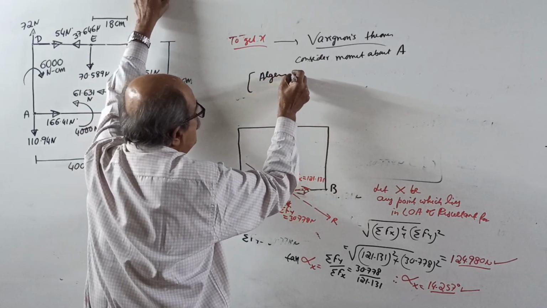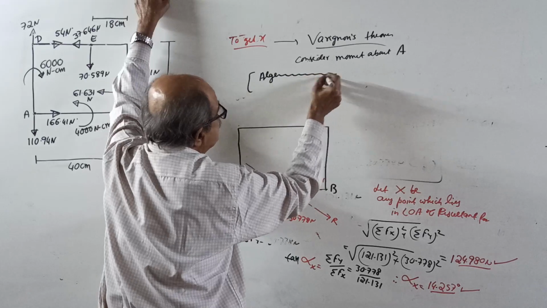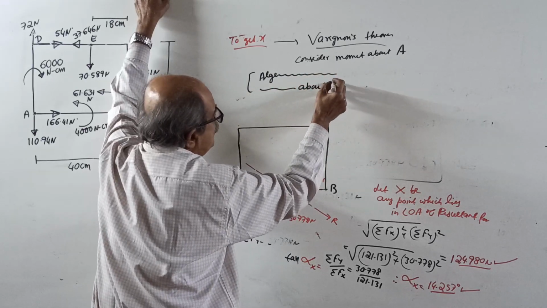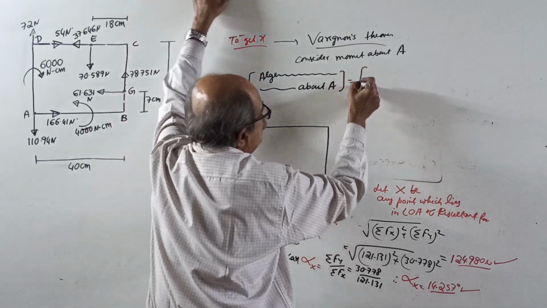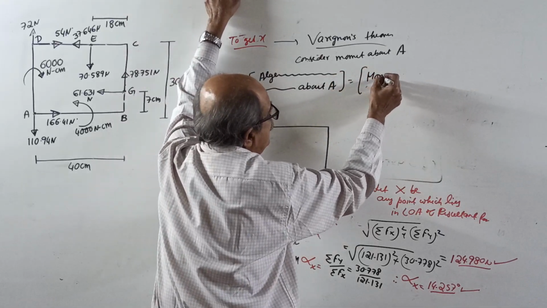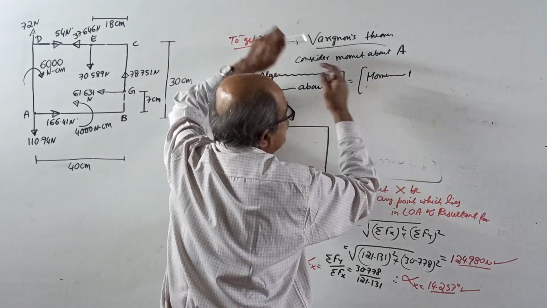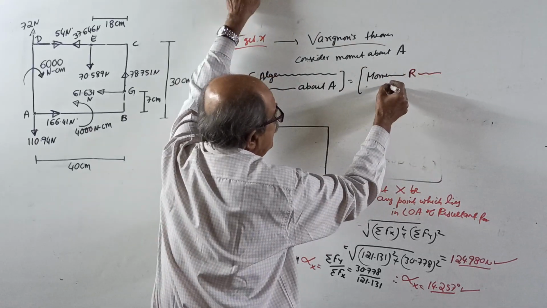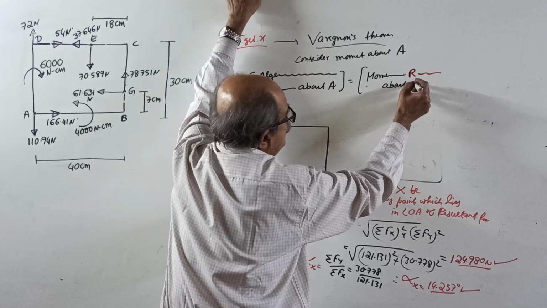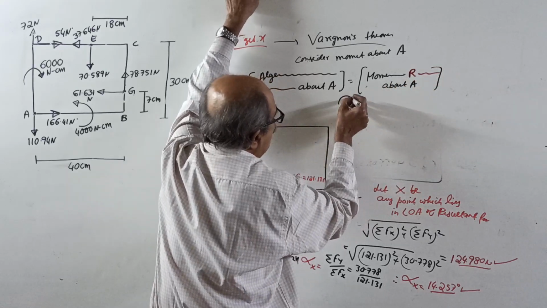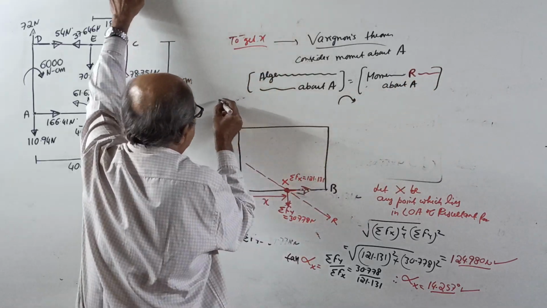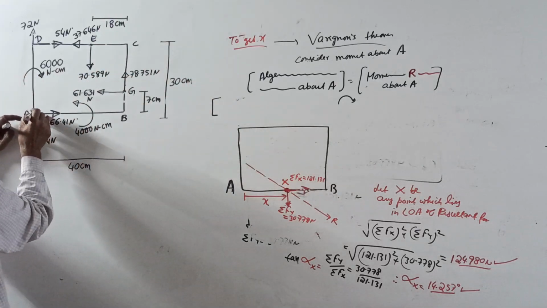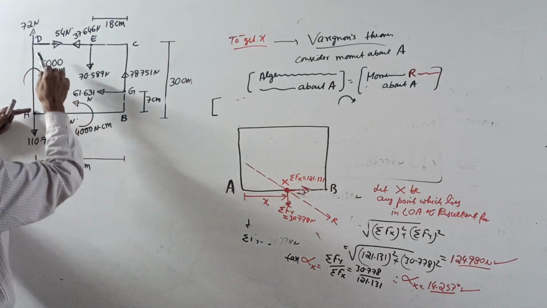The algebraic sum of moments of the given force system about A is equal to the moment of the resultant force about A. About A, we will take clockwise as positive. The left-hand side is the algebraic sum of moments about the point A. See here, start here.